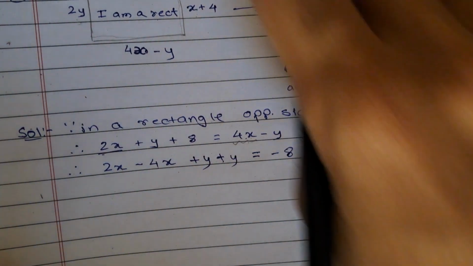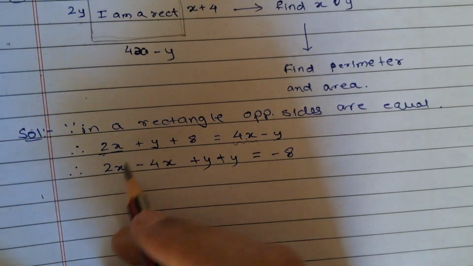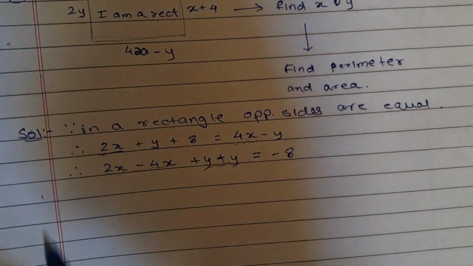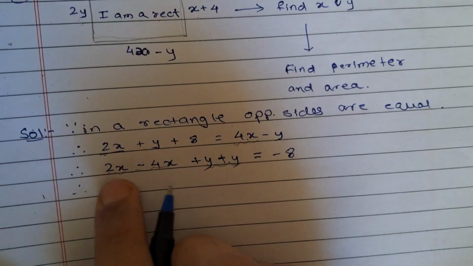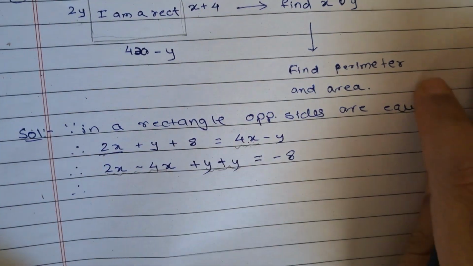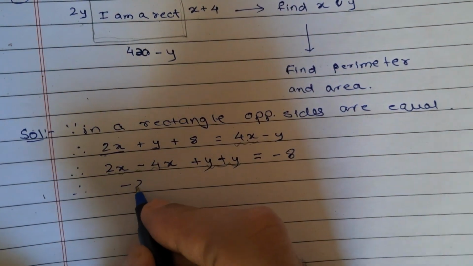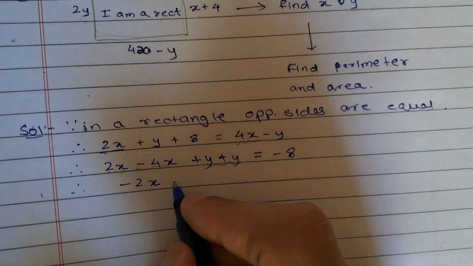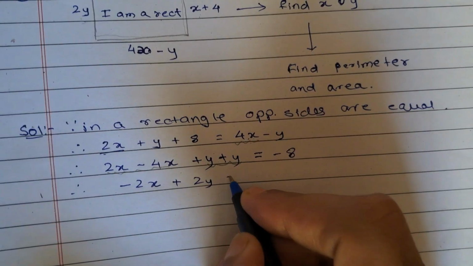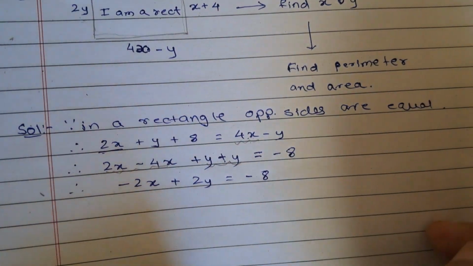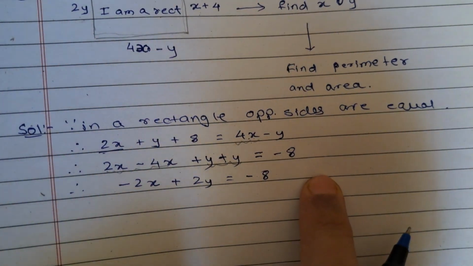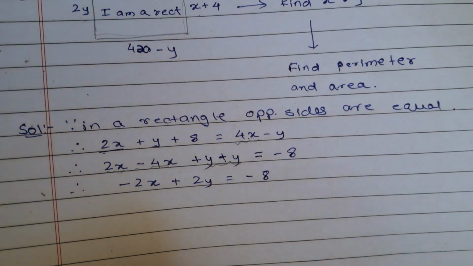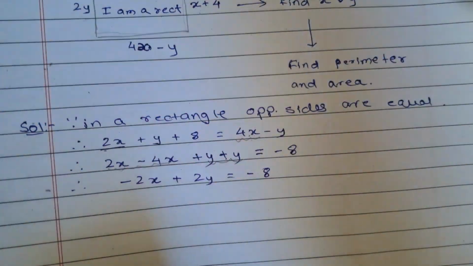Still I will not number this because I just need to do some calculation with these x terms and with these y terms. So let me do that now. Just give it a thought and tell me, 2x minus 4x, it will be minus 2x, right? And y plus y, it will be 2y. 2y is equal to minus 8. Now yes, you can number this as equation number 1, but what I suggest is we can still simplify this a bit further. I mean we can simplify it by one step at least.